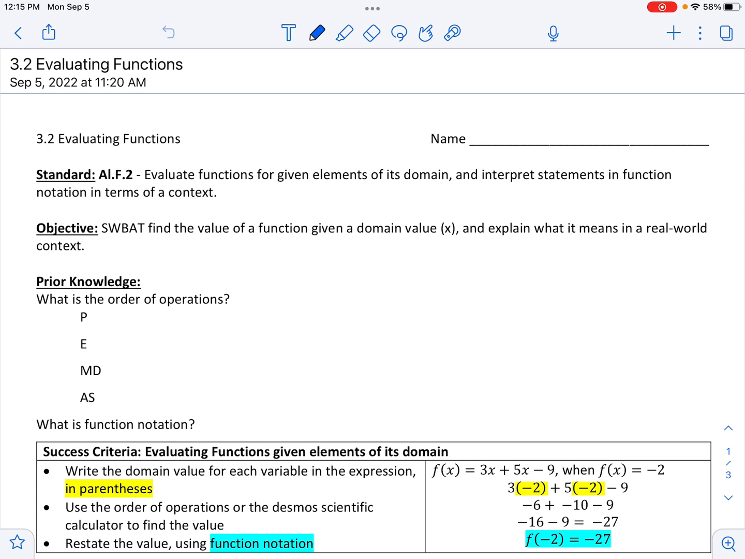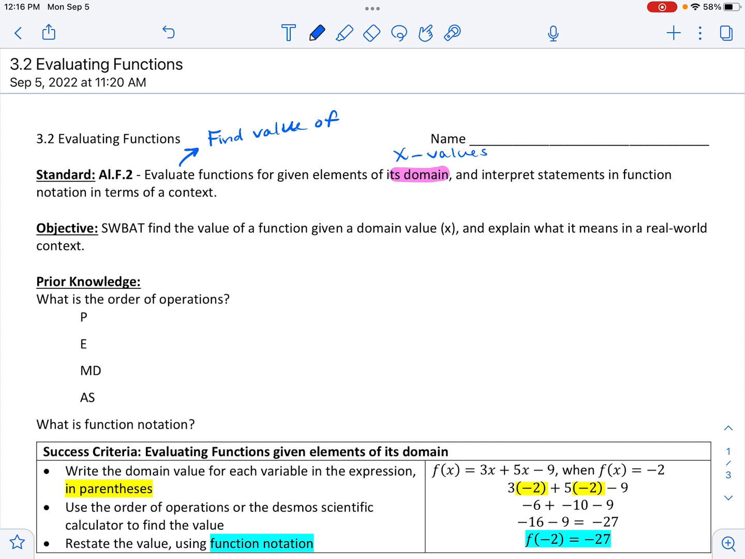We are continuing our unit on functions, and today we're going to be evaluating functions. If I look at the standard, it starts with the word evaluate. The word evaluate means to find the value of. So we are going to be finding the value of a function for given elements of its domain. In the previous lesson, we learned that the domain are all of the x values.